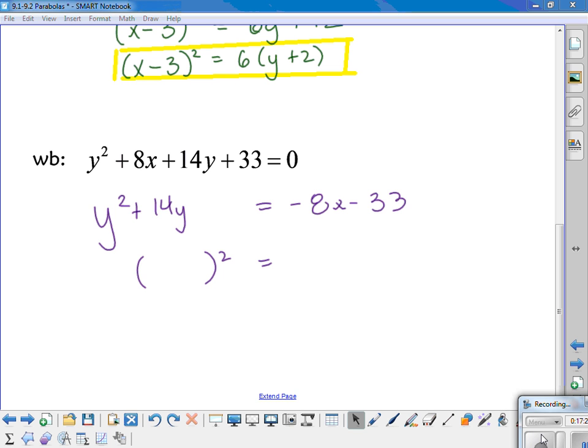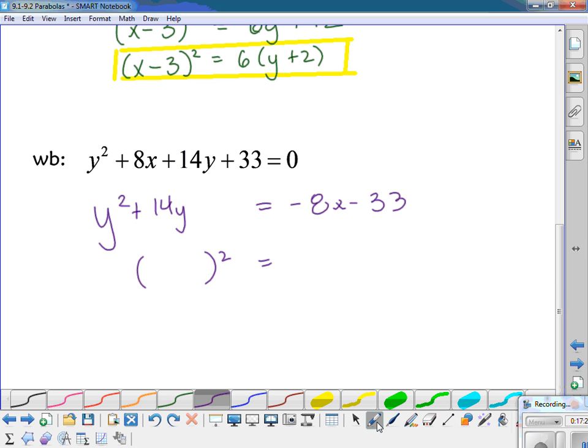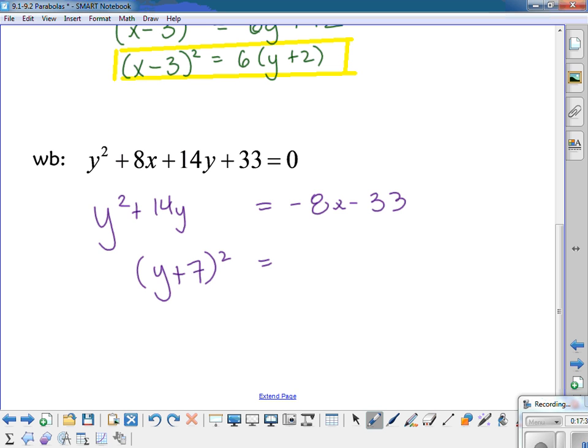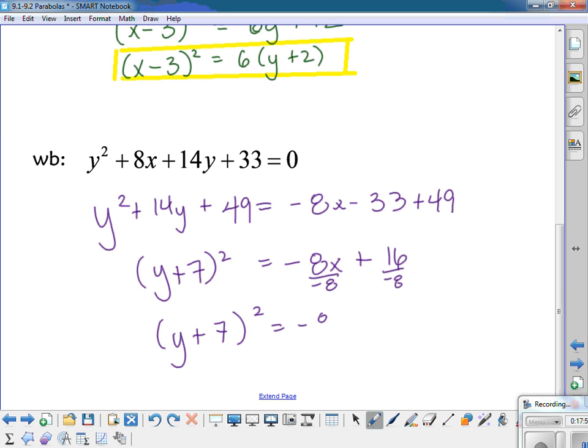All right, so we got the y squared and the 14y, and so what's going to be in my parentheses? Y plus 7, and 7 squared is 49. So we end up with negative 8x plus 16. So we're going to factor out the negative 8. Sometimes it might help you if you write that down, so that way you'll get your signs right. A few of you were making mistakes with the signs. And you end up with x minus 2 in the parentheses.